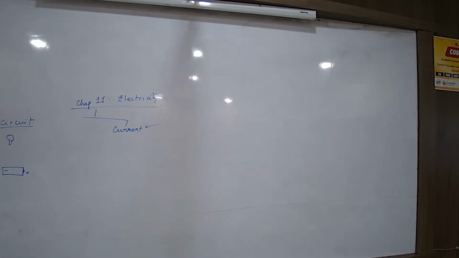Let's say I have a bulb there and I want the bulb to glow. So obviously I need a few more things. What should I have? A wire. And a switch. Why should I have a switch? To switch it on and off. That means the circuit can be either a closed circuit or an open circuit.